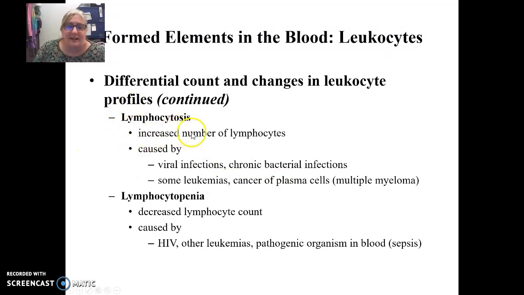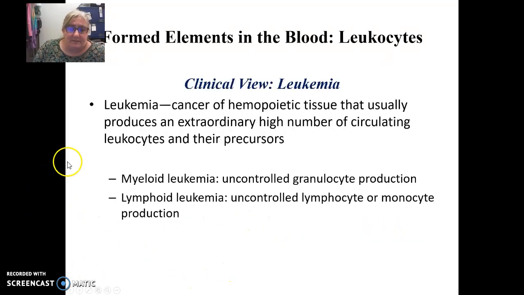Lymphocytosis is an increased number of lymphocytes, typically associated with some type of infection, either viral or chronic bacterial infection. But it also can be seen in certain cancers. Lymphocytopenia, decreased number of lymphocytes, and this is going to reduce your immune system. This can be caused by certain viruses or cancers in your system.